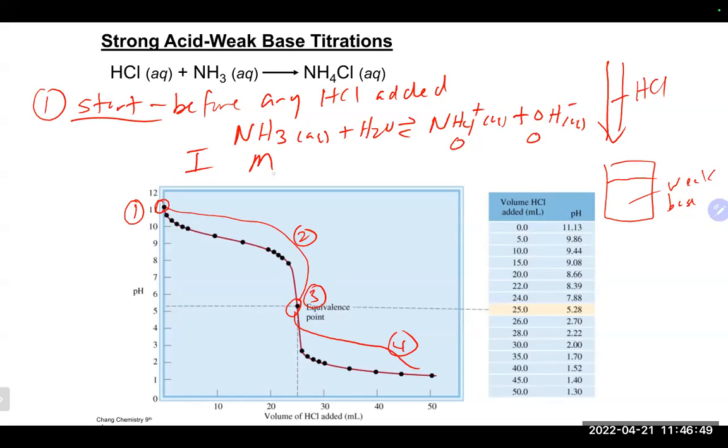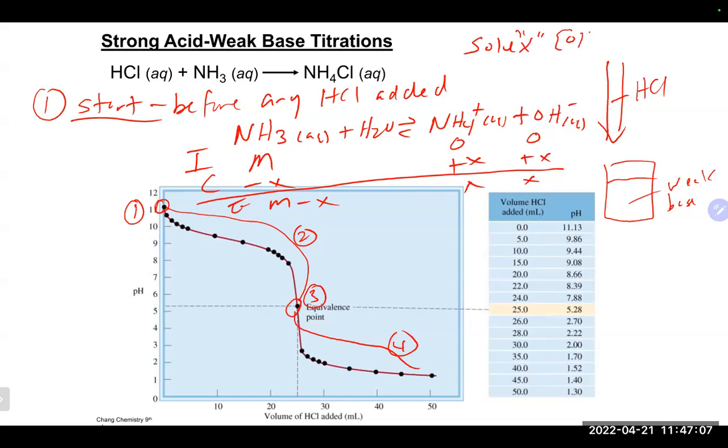We can have zeros here, minus X, plus X, plus X. And at equilibrium, we get these guys. Here, obviously, we would solve for X. And we also want to remember, since this is a base, that X is not going to be our H+, but it will be our hydroxide concentration. And that means we first need to calculate the pOH and then get ourselves to the pH. So this is very similar to what we see in the weak acid strong base titration, except that we're starting with a weak acid, so you have to do a weak acid problem. Here you're starting with a weak base, so you need to do a weak base type problem. Any questions on that there?